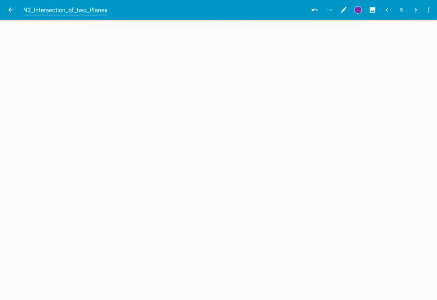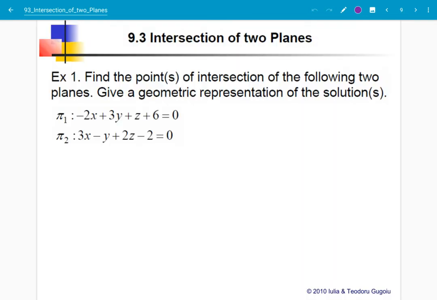Okay, let's go to the first example. Find the points of intersection of the following two planes. Give a geometric representation of the solution. All right, so the first thing is plane 1 parallel to plane 2. We have to answer that question.